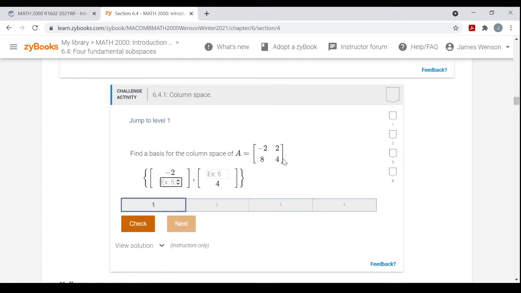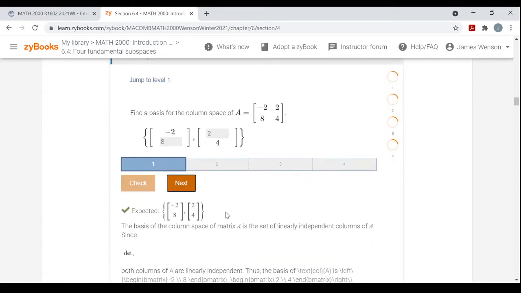Also, if you were to take this 2 by 2 matrix and put it into reduced echelon form, it would just be the 2 by 2 identity matrix. So each column is a pivot column, so each column vector here is part of a basis for the column space. So (-2, 8) and (2, 4). Very simple, that one.